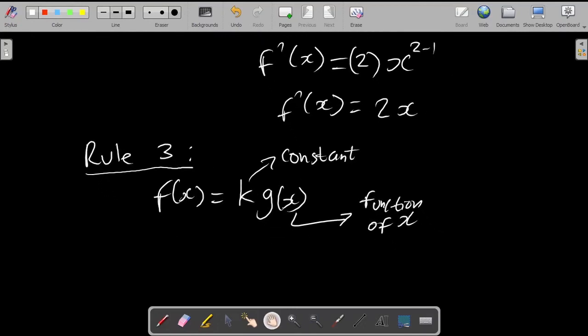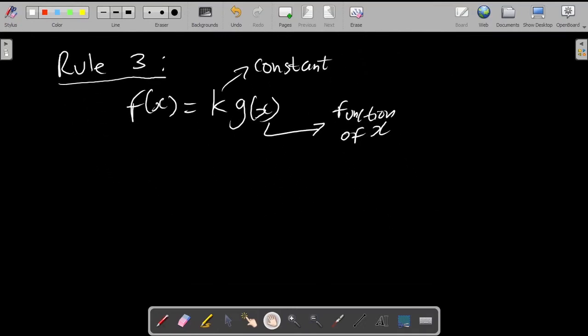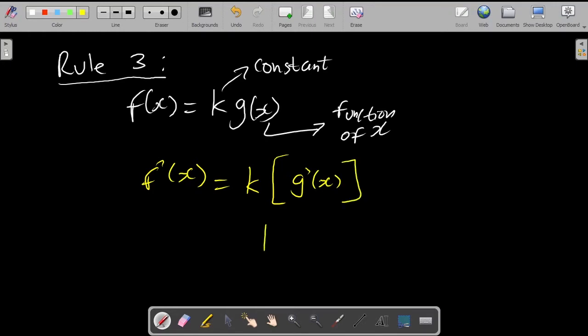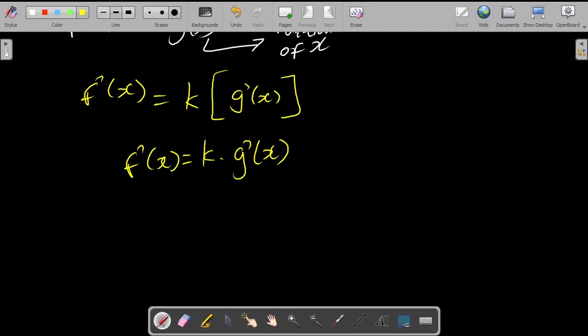Now, having a function of x being multiplied by a constant, this is how you basically deal with that. So your derivative would then be that constant. So nothing happens to the constant because these two things are multiplying each other. You just focus on finding the derivative of the function of x. And then after that, you're basically just going to multiply the two. And if this looks abstract to you, then let's do an example.